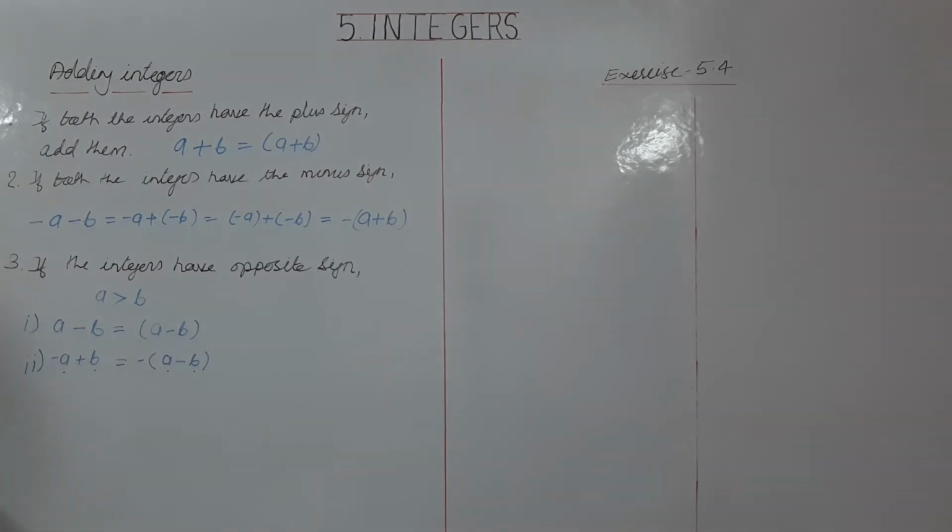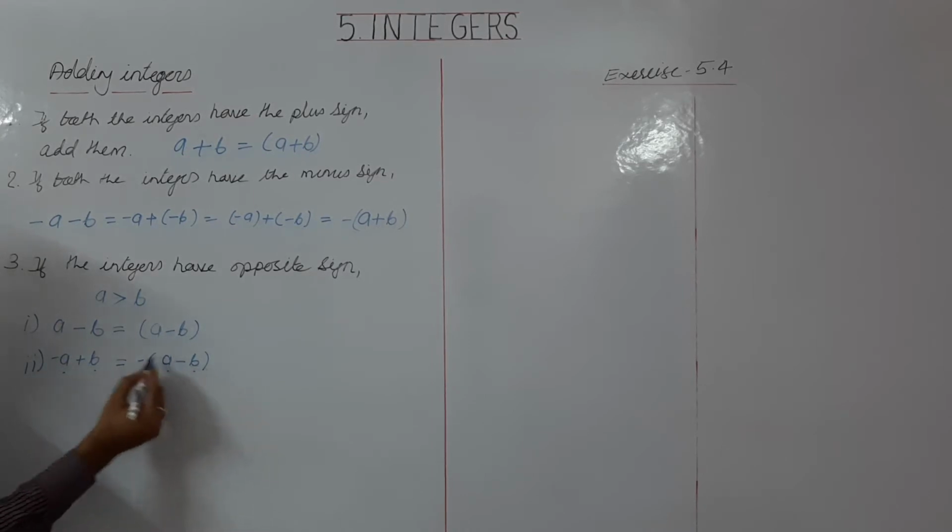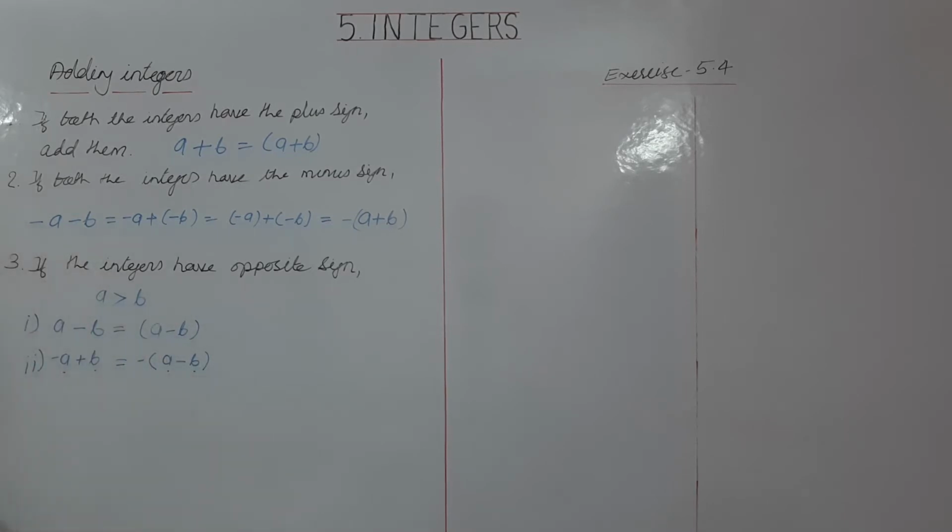So if the numbers have opposite signs, first case, the larger or greater number is positive, the second or smaller number is negative, perform subtraction. But if the larger or greater number is negative and the smaller number is positive, again perform subtraction and put a negative sign before the total or before the answer. Now we'll start exercise 5.4.